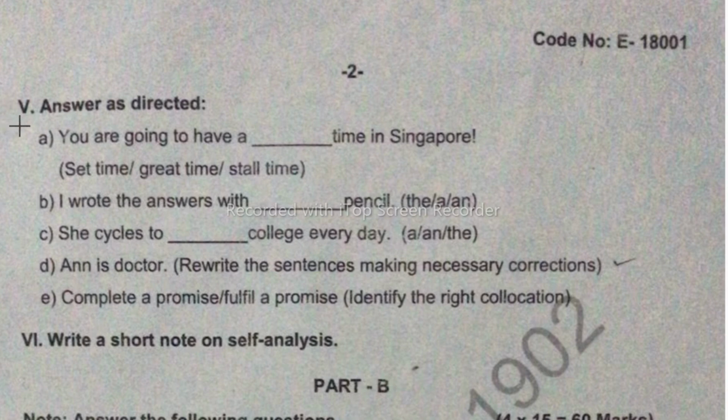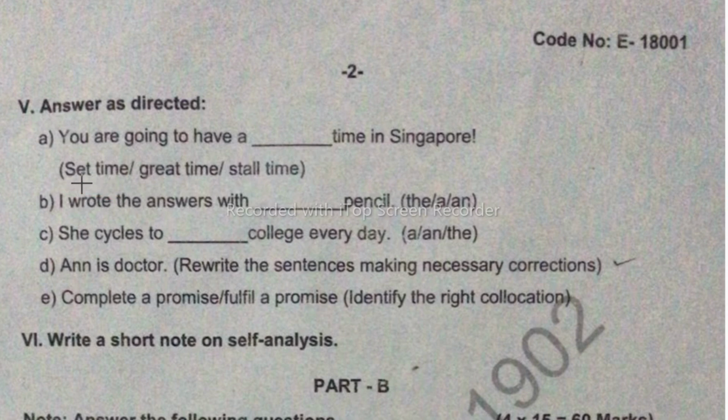So now let's see the fifth one. Answer as directed. You're going to have a dash time in Singapore. Here they have given you three collocations: set time, great time, or stall time. So here you have to choose the correct one.